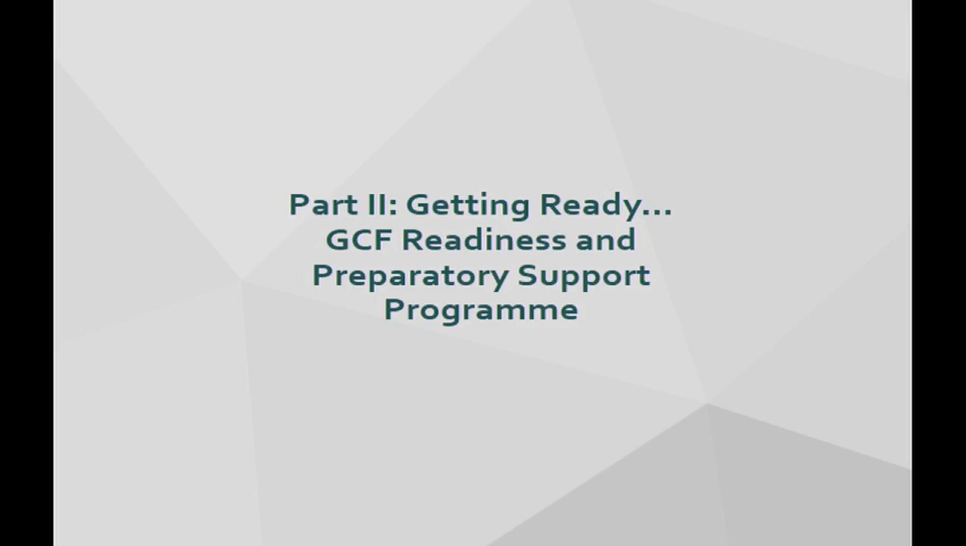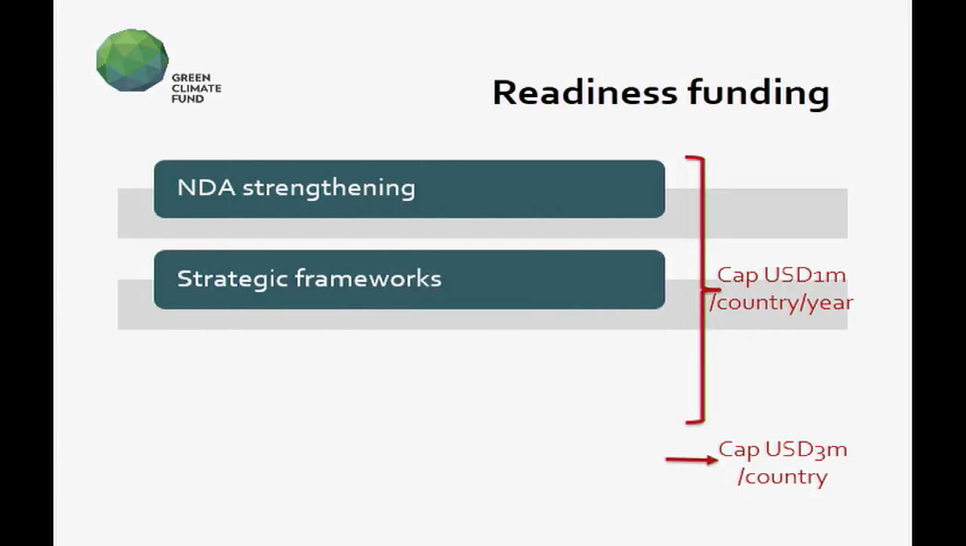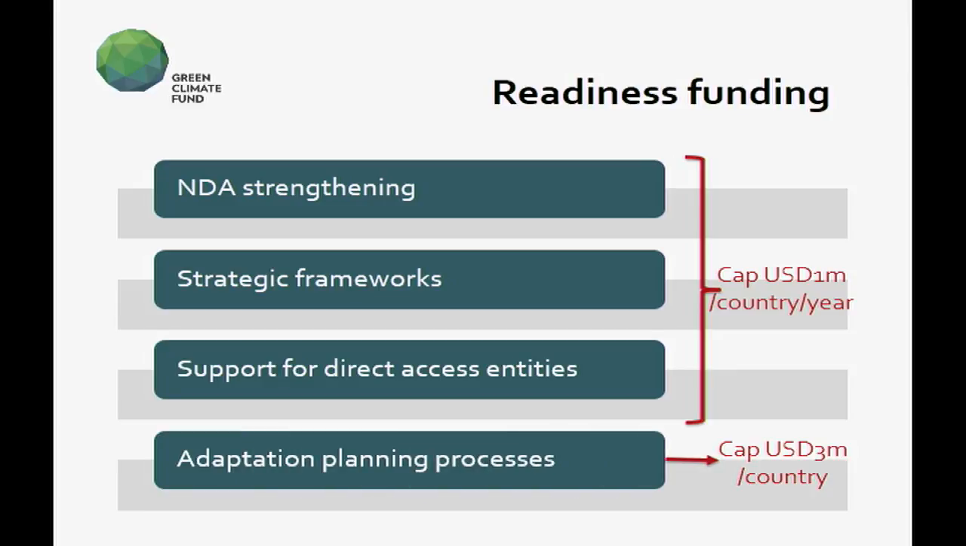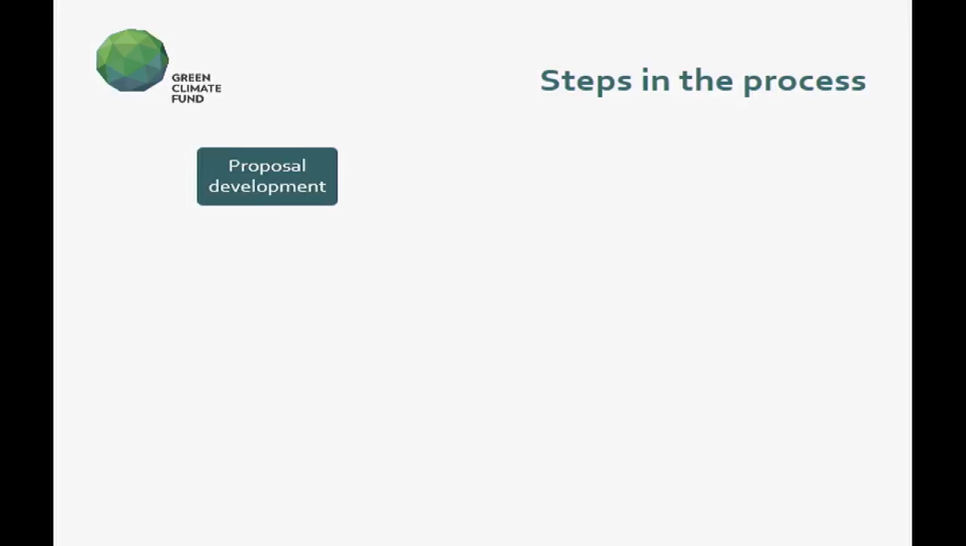So in terms of getting ready, that's the readiness and preparatory support finance. We have funding capped at 1 million per country per year for the strengthening of the national designated authorities, supporting strategic frameworks, and supporting the direct access entities. And we also have adaptation planning processes capped at 3 million per country. So these are funds that are approved by the Secretariat itself. They don't go to the board, so the process is usually a little bit quicker.